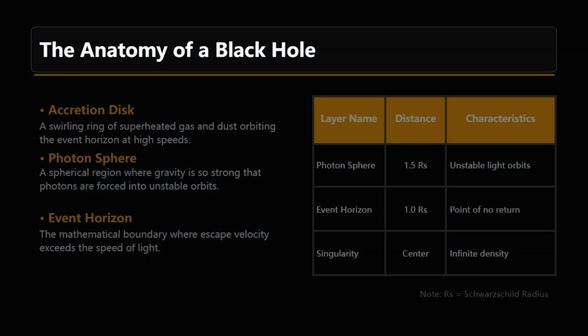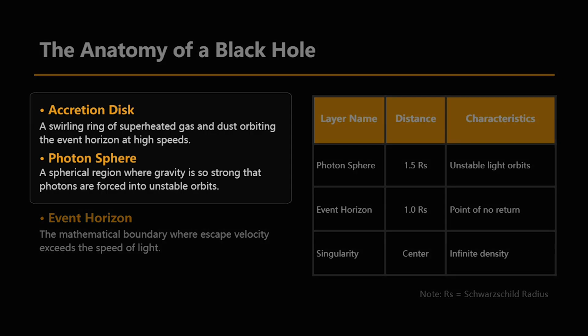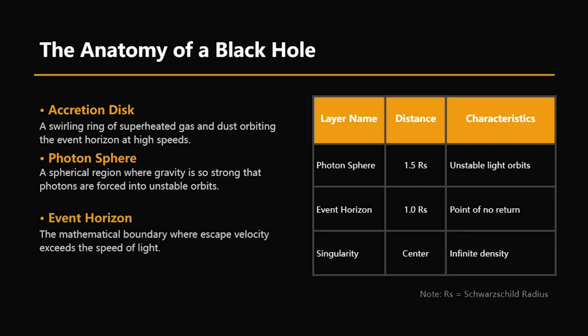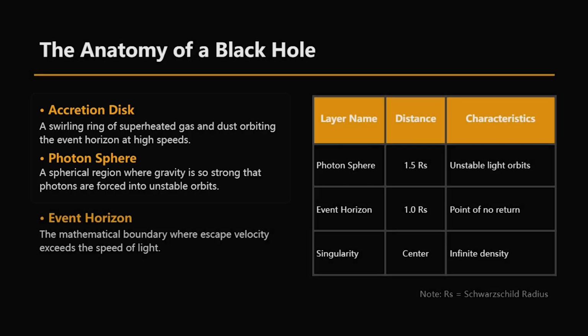Now that we've glimpsed the mystery from a distance, let's peel back the layers. Here we have the anatomy of a black hole based on structural models used by NASA to map these cosmic giants. First, let's look at the accretion disk. Think of this as a massive swirling whirlpool of superheated gas and dust. As this material is pulled inward, it orbits at such high speeds that friction turns it into a glowing ring of radiation that we can actually observe.